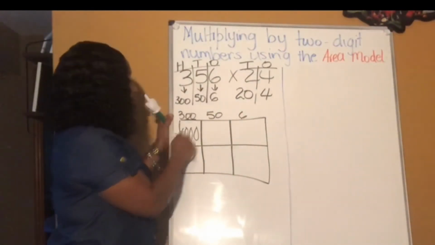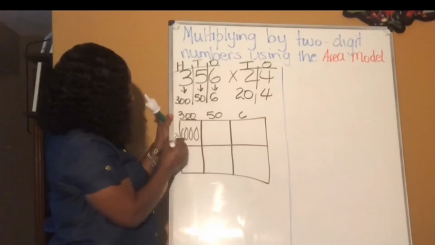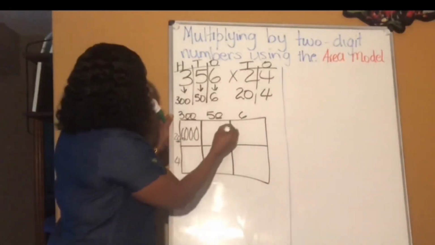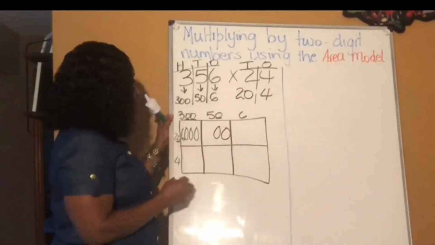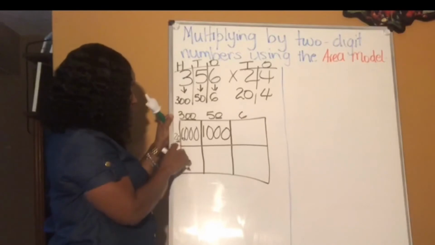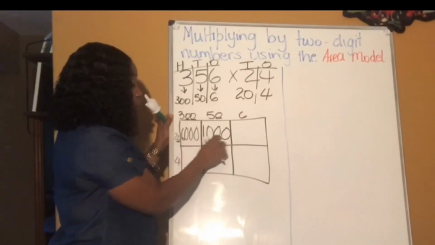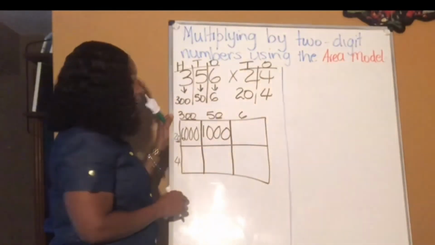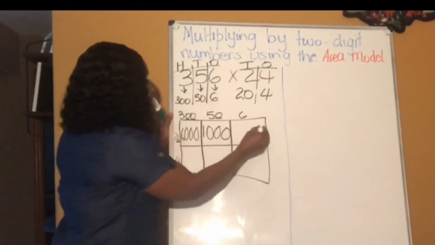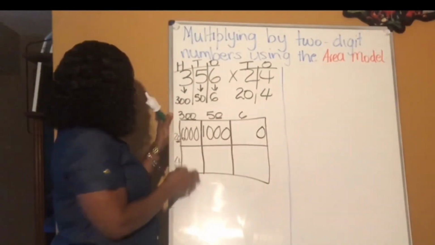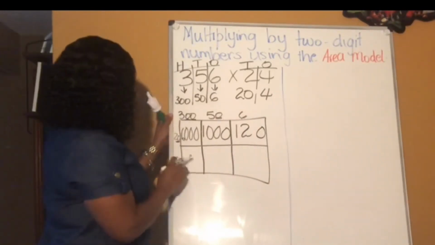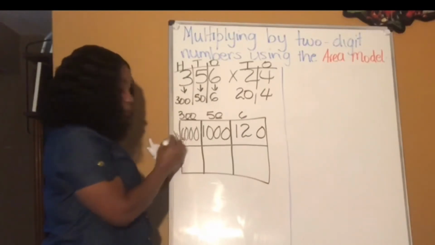Now 20 times 50. We have 1 zero in 20 and 1 in 50. So that's 2 zeros. We write them down. Then 2 times 5, that's 10. So 20 times 50, that's 1,000. Now we have 20 times 6. Only 1 zero, so we write it down. Then 2 times 6, that's 12. Now to 4, we're done with 20.